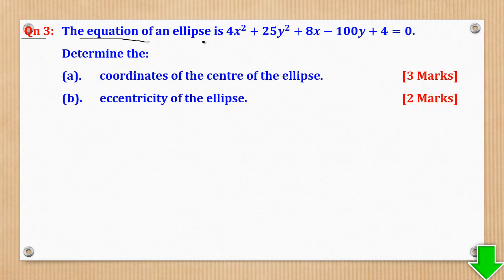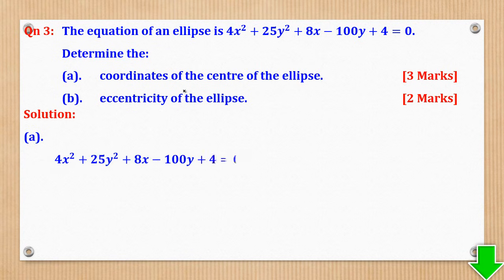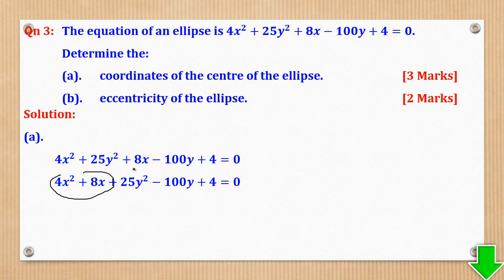Question 3 says the equation of an ellipse is this. Determine the coordinates of the center of the ellipse and the eccentricity of the ellipse. So first, we are supposed to complete squares. So I'm going to rearrange, put the x's alone and y's alone. So this one I'll complete squares and this I'll complete squares. To complete squares, the coefficient of the squared term should be 1.